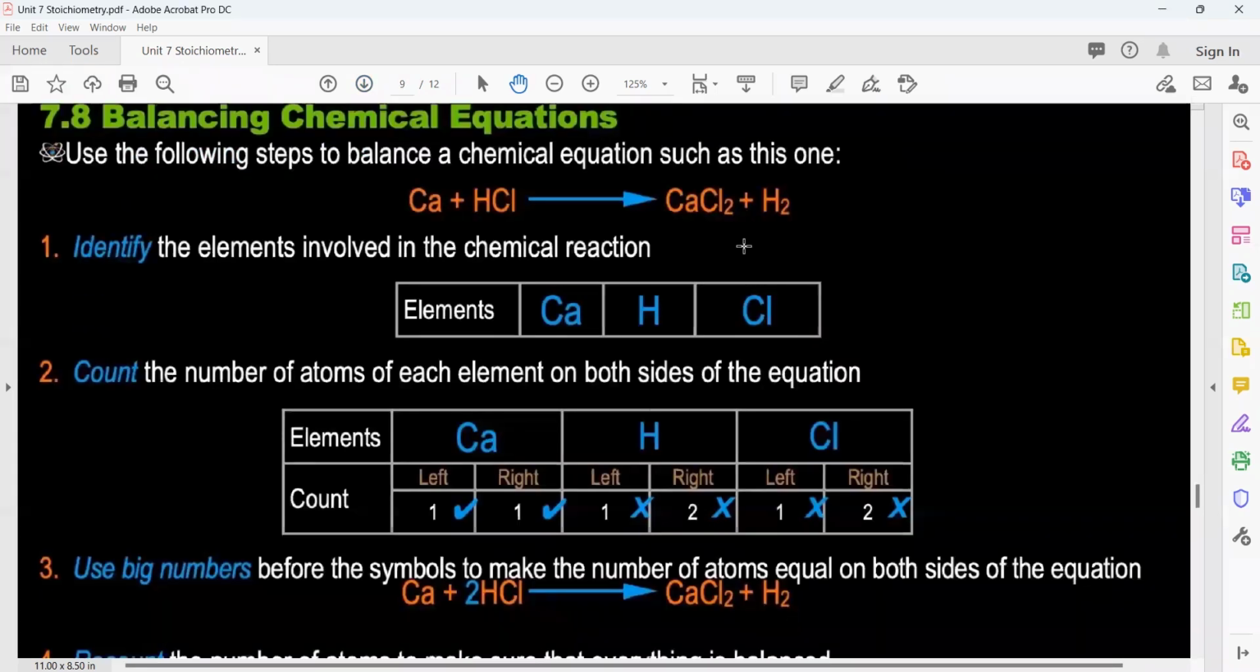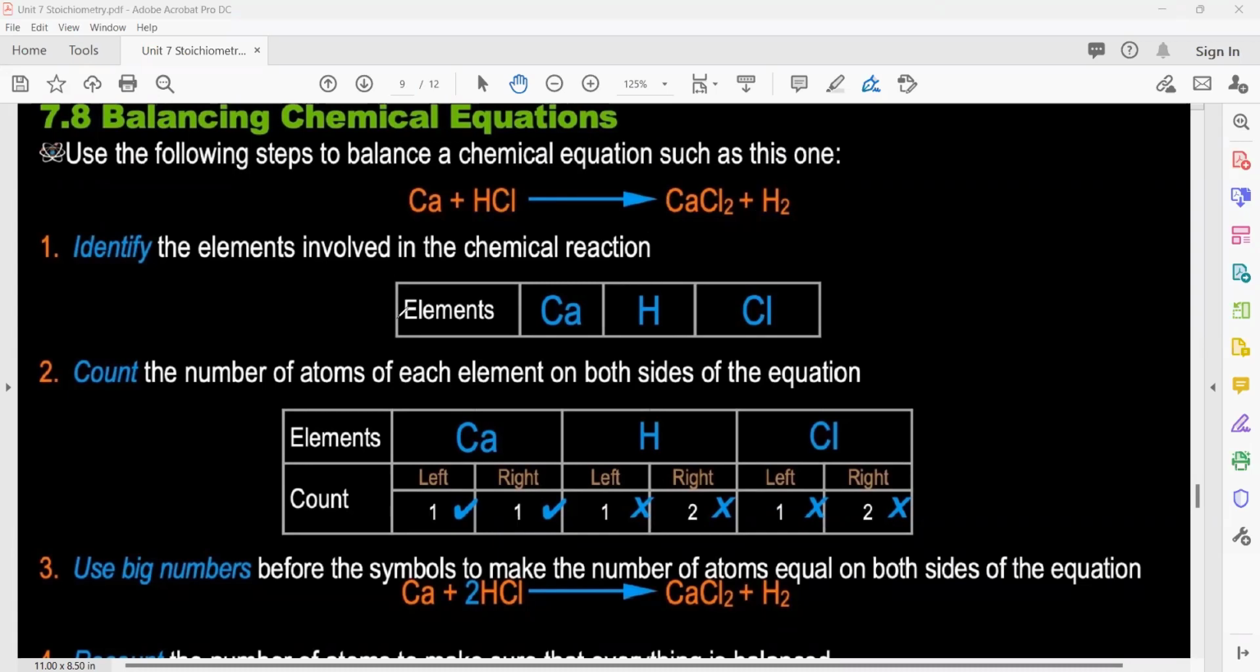Okay. Now here, how to balance an equation. Now they have given a formula here. For example, they have given calcium reacting with HCl. So this is the formula. What have they written? CaCl2 plus hydrogen gas. So now this is the equation. How do you know whether it is balanced or not?